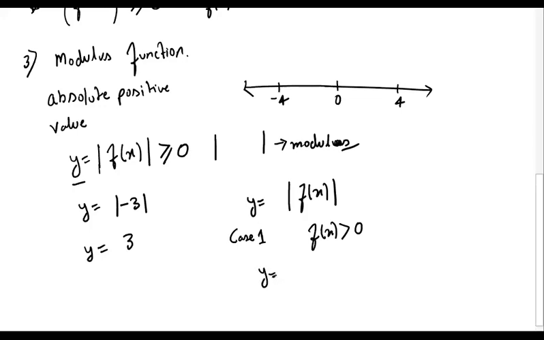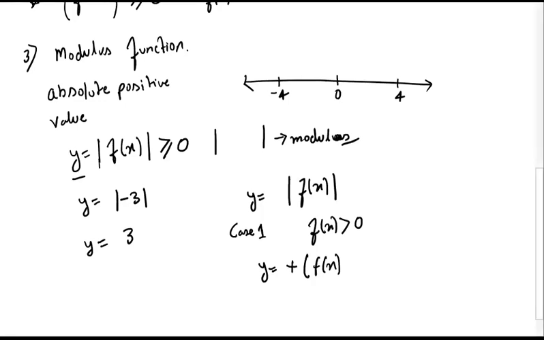The modulus just multiplies this function with the same sign. Here it was positive sign, so it will multiply this function with positive sign. As simple as that. Got it? Now case 2. Let's take case 2.